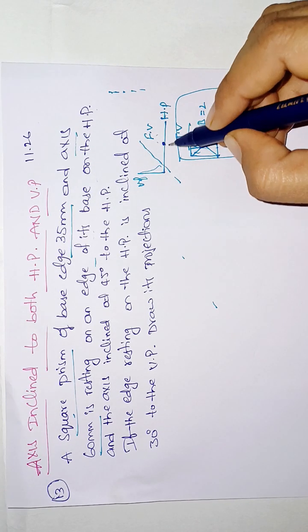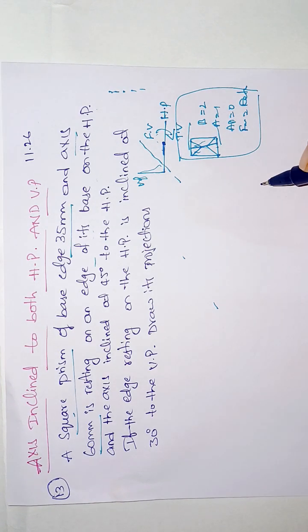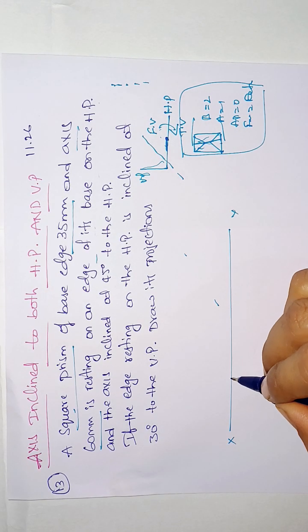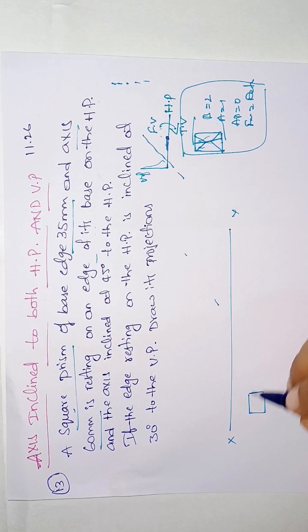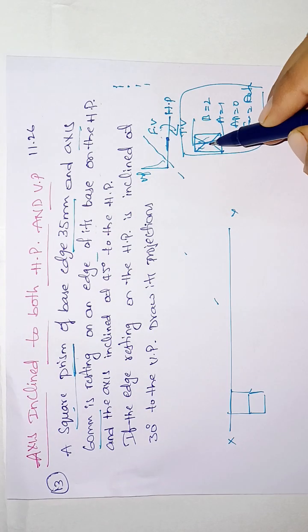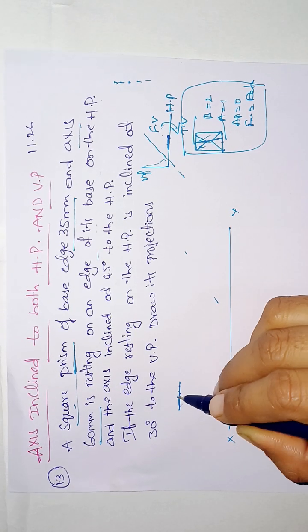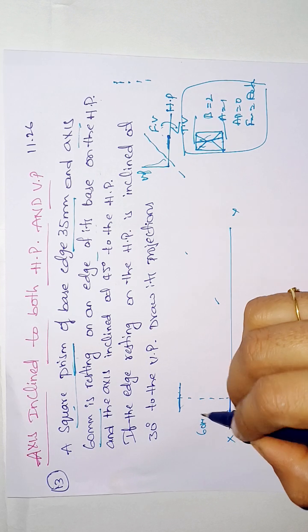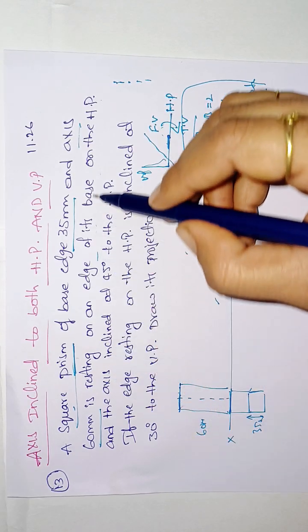Edge of the base on the HP means definitely it is a clockwise direction, and definitely it comes downside of the reference line. This is the square, base is 35 mm, and you have to project the line. Prism rules: two bases, so we have to draw two bases, with axis 60 mm and base 35 mm. So you have to project the prism resting on its base on the HP.